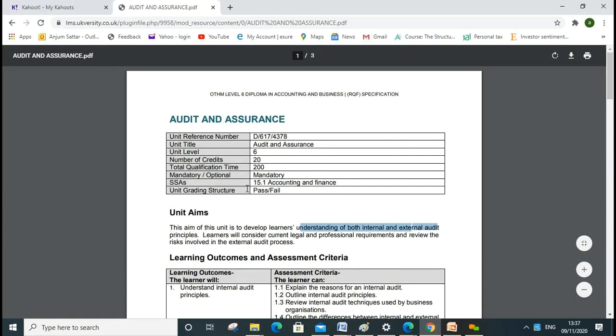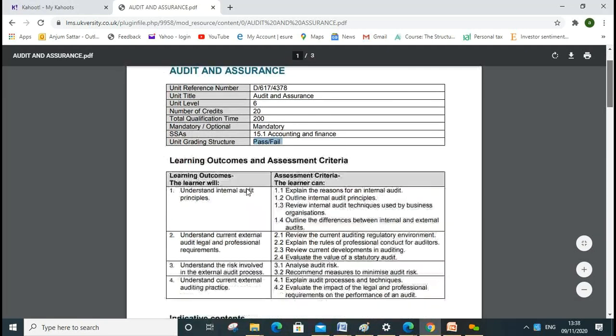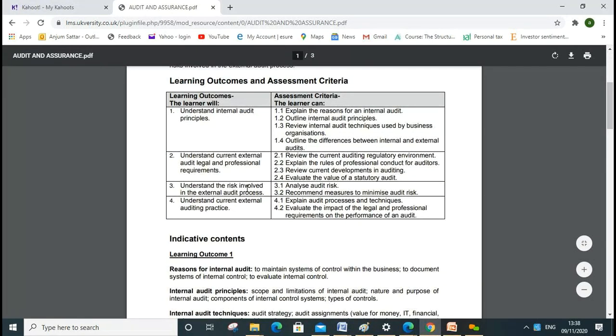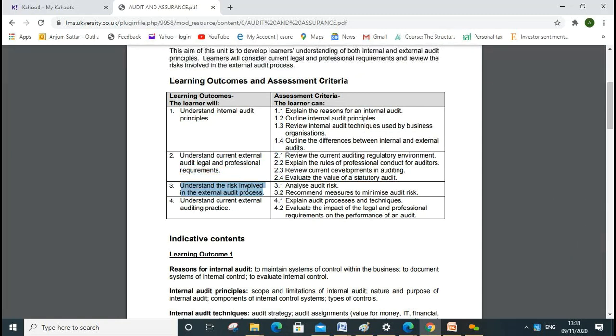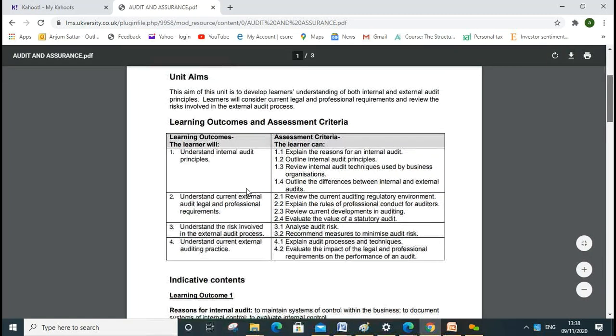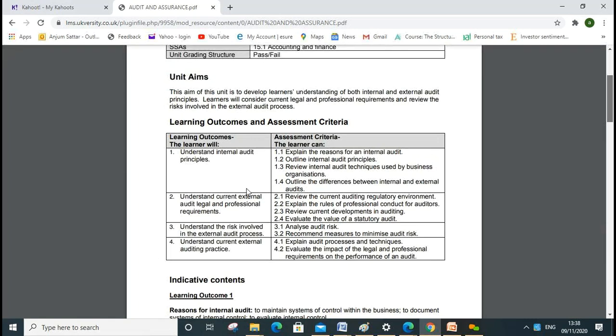This is a level 6, 20 credit unit, and it is a mandatory unit. The assessment criteria are only pass or refer. There is no merit and no distinction for this unit. Learning outcome 2 will go through external audit, legal requirements and professional standards. We can discuss audit standards. Then lesson 3 will go through risk and the different risks involved, and how audit can help to minimize the risk. Lesson 4 will go through external audit practices and how these practices can help to minimize the risk, and various companies and various issues within an external audit as well.